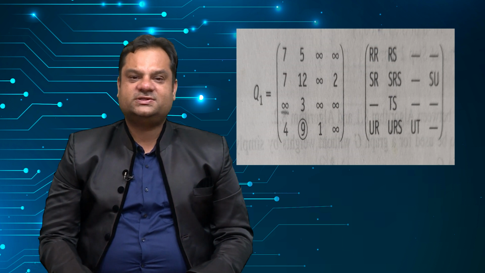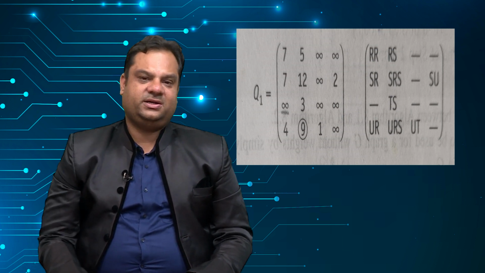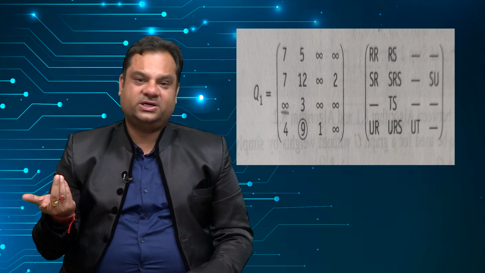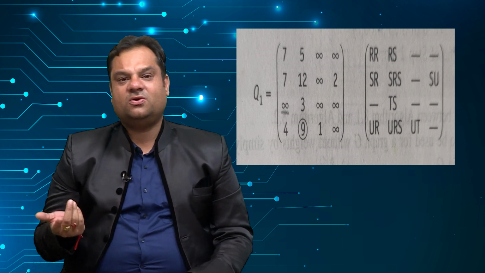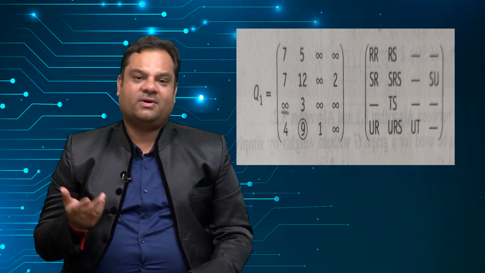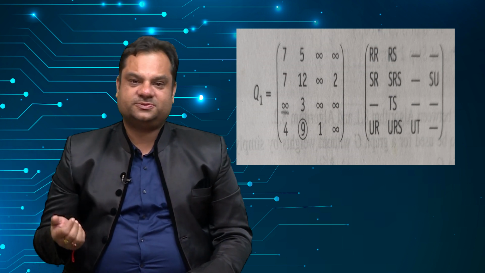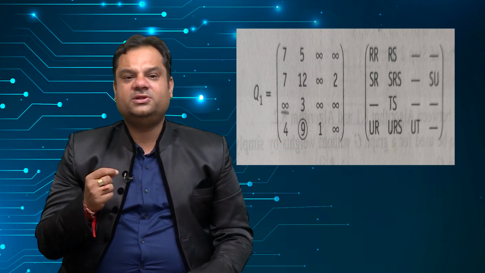Now the second one is 5. Yes, again it is 5, no changes. There is no path from R to S, so we take 5 also. Now the third one is infinite. The fourth one is infinite. No direct path. R will not help you directly or indirectly to reach the other station. Now move on to the next one.